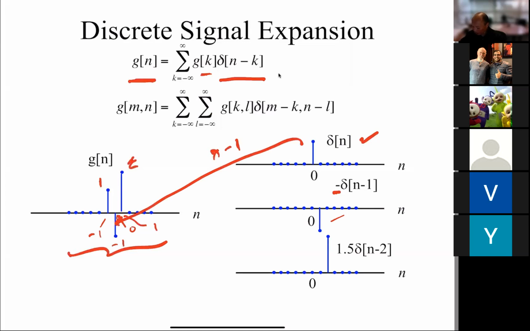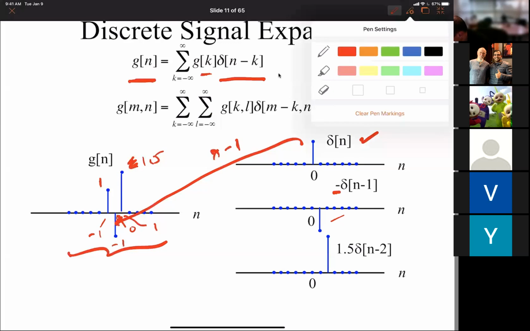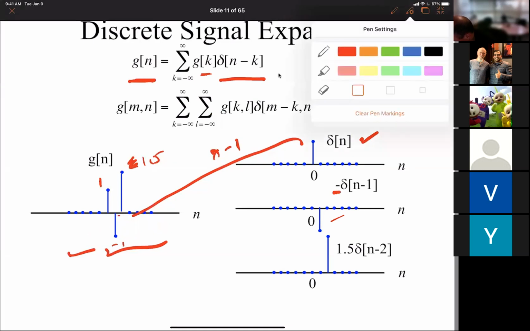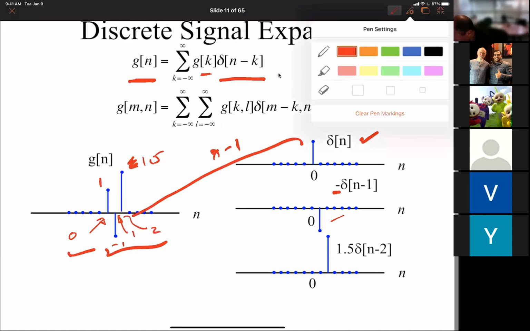And then, sorry, this is 1.5. I think I made a mistake here. Let me see if I can get the eraser here. Let me just erase some things here. Okay, so actually this is the origin 0. I was confused. This is 1 and this is 2. Okay, so actually let me erase this as well.